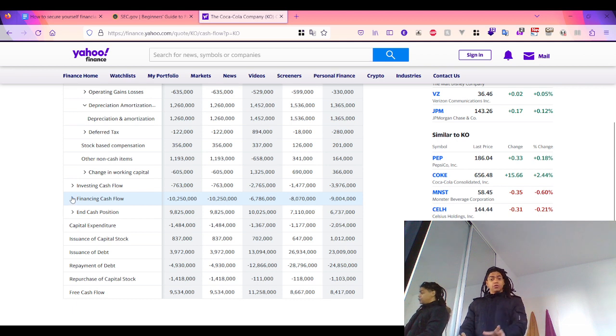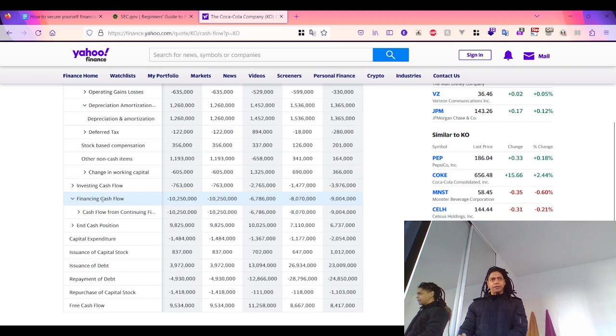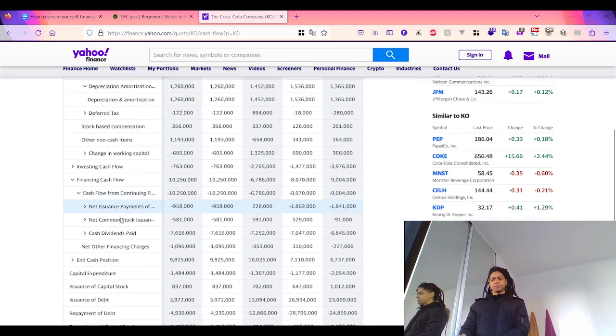And the financial cash flow indicates where the company is raising its funds, and how often a company is raising its funds. So this financial cash flow helps investors to see how often and where the source of capital for these companies comes from, right?